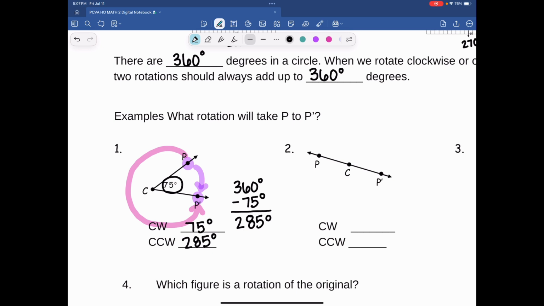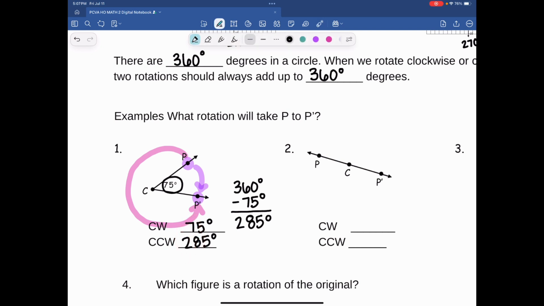So again, if we add these two up, these should always equal 360. So that would be 10, and then that's going to be 8, and 8 is 6. So that's going to be 360 degrees.